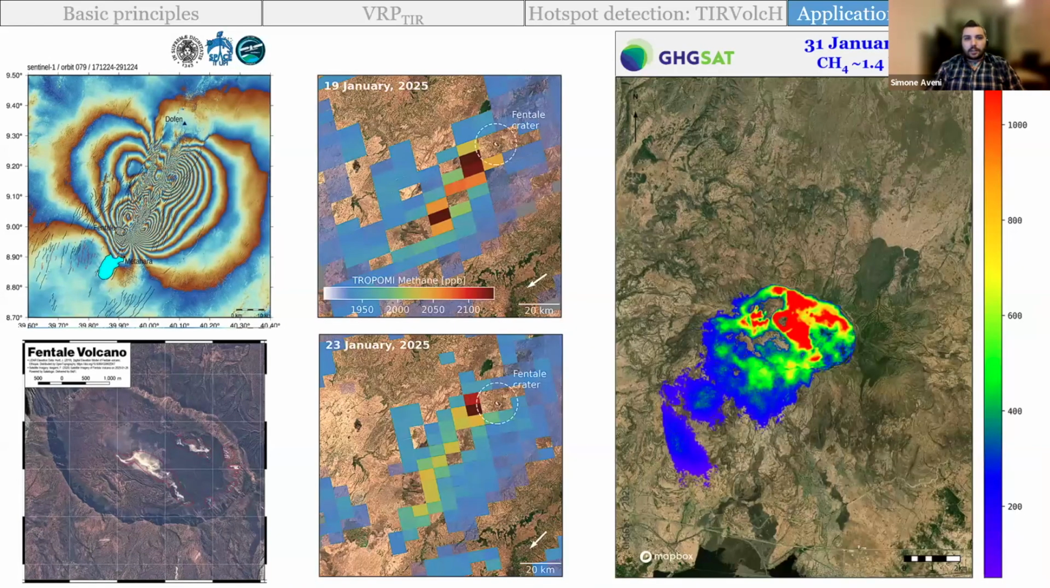Then on the 19th of January, the TROPOMI measured a crazy amount of methane emission in an unusual place. So this tasked a high resolution GHGSat to get some higher resolution information about the Fentale situation. Well, surprise, 1.4 kilotons a day of methane emission, which I'm not an expert of, but people are saying it's a lot. So something is going on at that system. And this kind of emission continued.